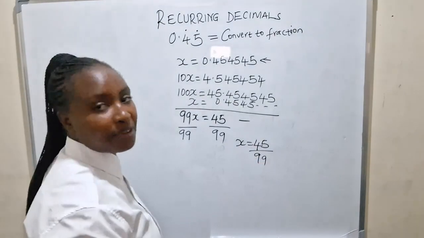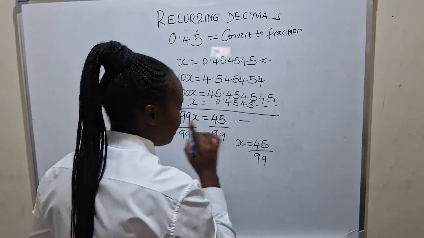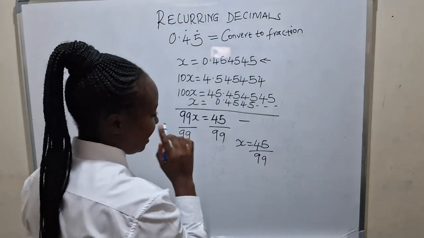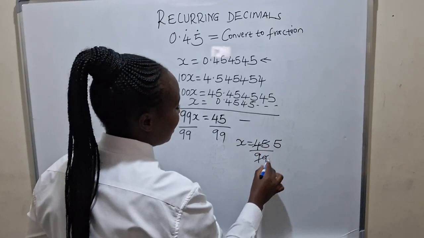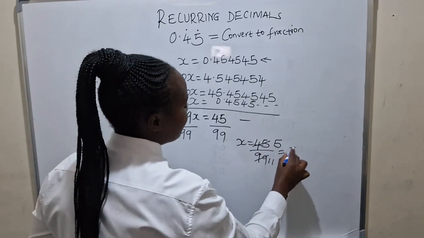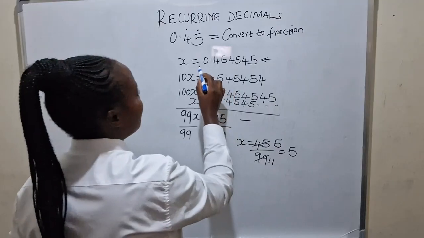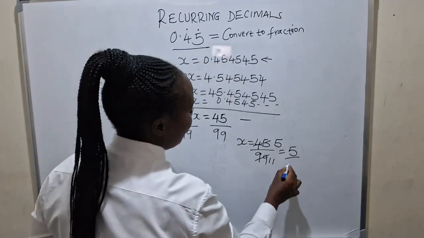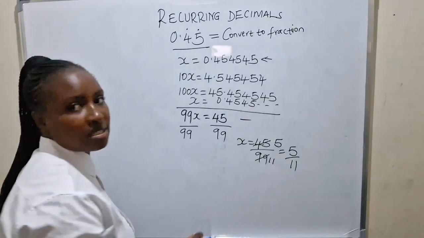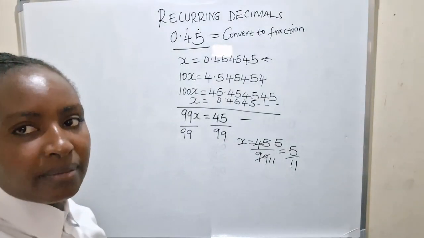You need to simplify. Both numbers are divisible by 9. So by 9 we get 5, by 9 we get 11. So the fraction version of this recurring number is 5 over 11, right? We can do another example.